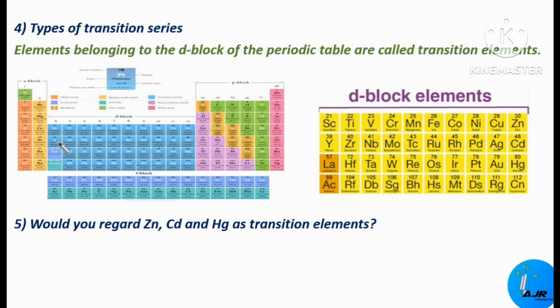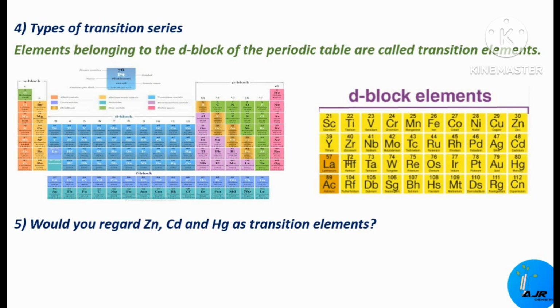Understood? So the second transition series or the 4D series corresponds to the filling up of 4D subshells and consists of 10 elements from yttrium to cadmium. Understood? And these elements belong to the fifth period of the periodic table. And next comes the sixth period, and next comes the seventh period.